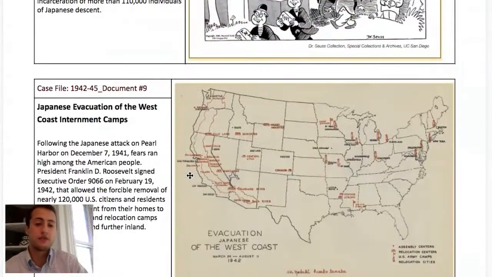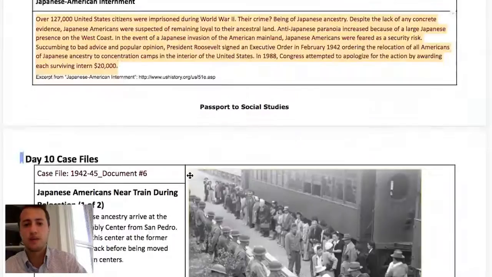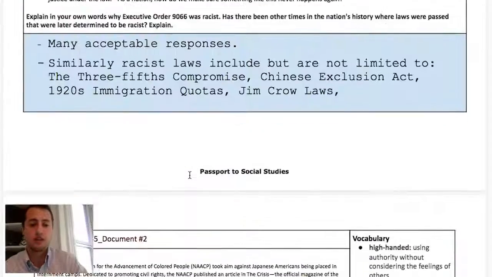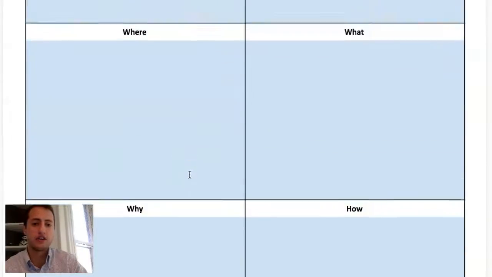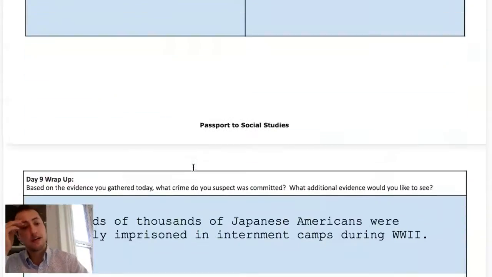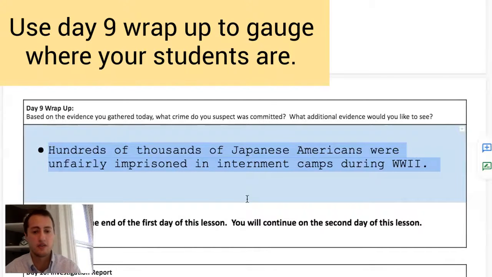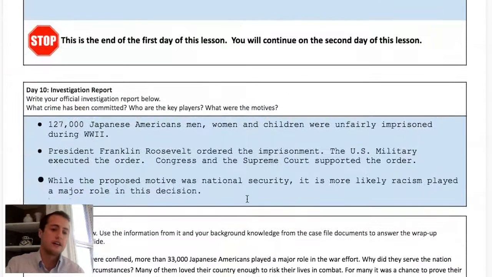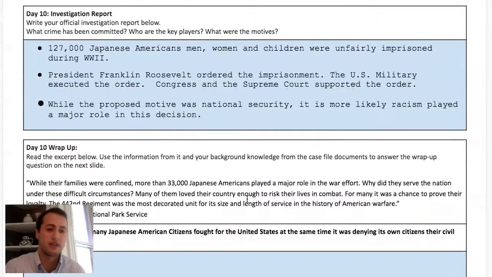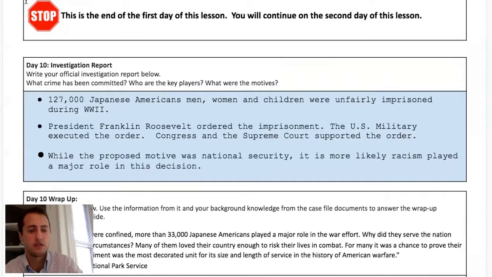So that's it for the documents. When students are done with day 9 and they add all their documents in here, this Google Doc has a place for the day 9 wrap up, where you can see a potential answer. But this is a range, and so you should use your day 9 wrap up to gauge whether students are on the right track or if you need to do some intervention. The day 10 investigation, wrap up, and check for understanding are on the same page, but I tried to stop students from continuing with this little stop sign.